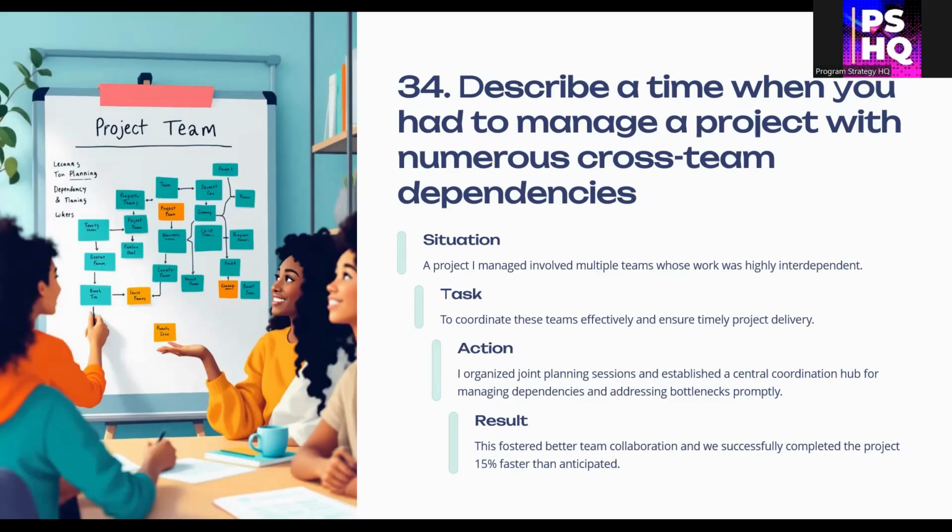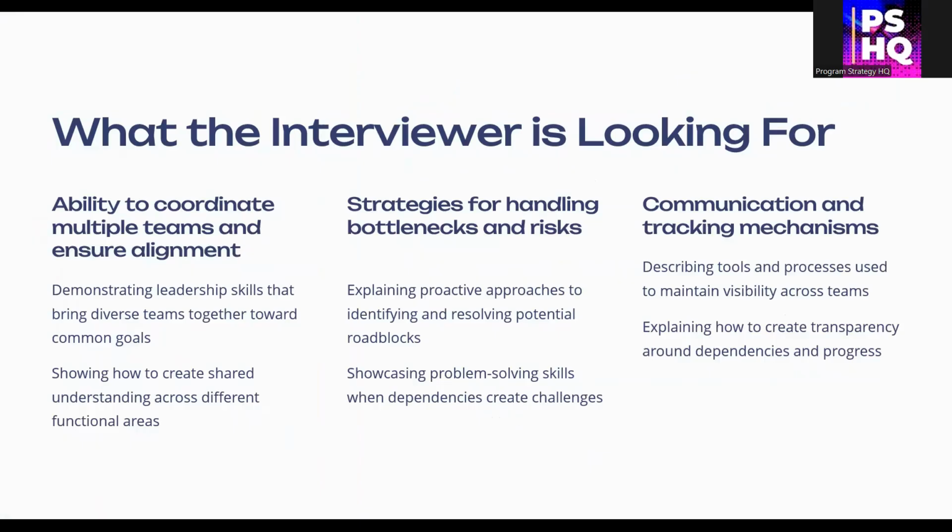What the interviewer is looking for: ability to coordinate multiple teams and ensure alignment. Explain your cross-team communication approach. Strategies for handling bottlenecks and risks. Discuss risk mitigation techniques. Communication and tracking mechanisms. Mention tools or practices you use for transparency. Key terms to include are cross-functional collaboration, dependency resolution, agile ceremonies, program-level coordination, risk management, and governance frameworks.